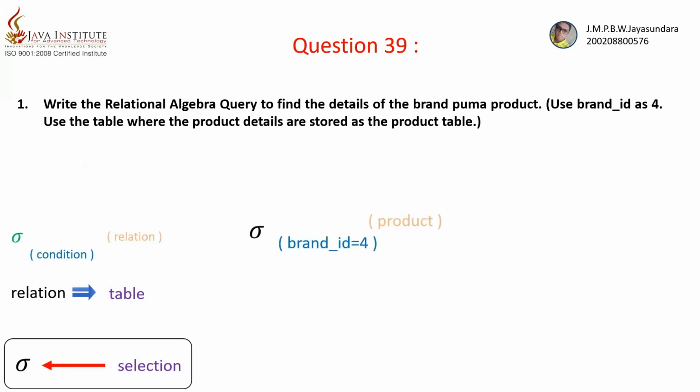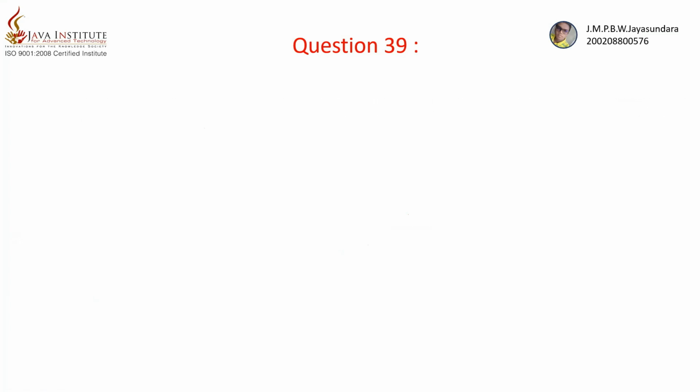So the query will be like this. First we need to insert the selection. After that we need to use brand ID as 4 as it shows here. So the condition has been given as brand ID equal 4. As you can see, they have provided us with the brand ID, and then the relation has been given as product. So the product table is going to be used for this selection query.